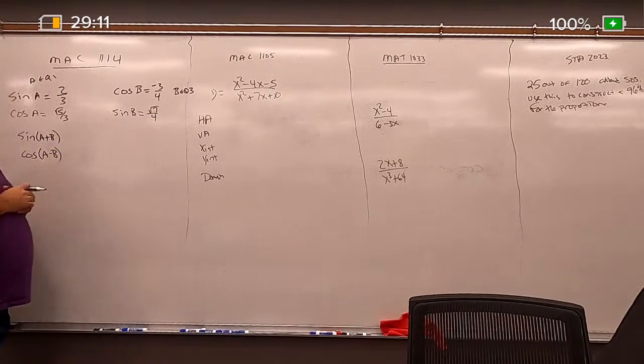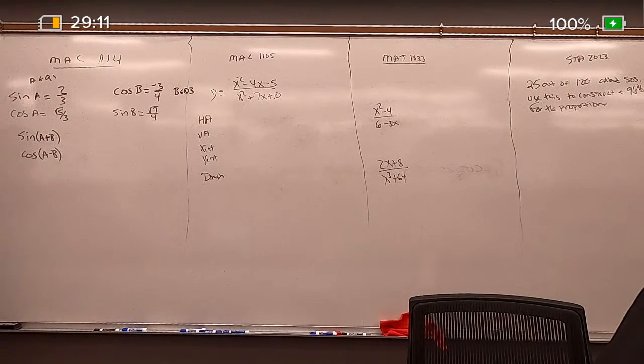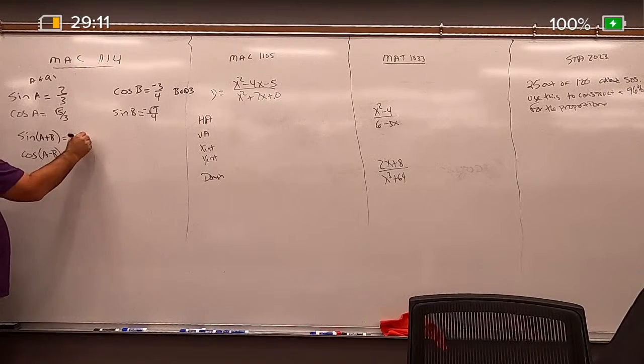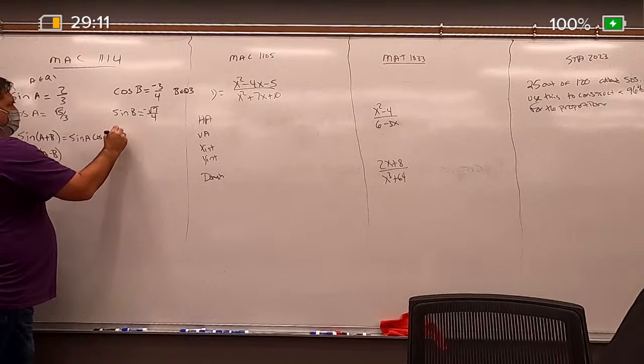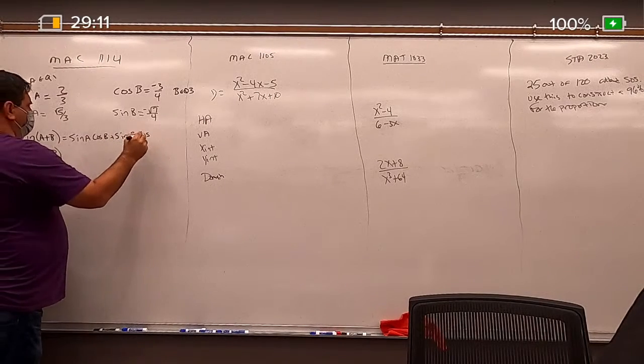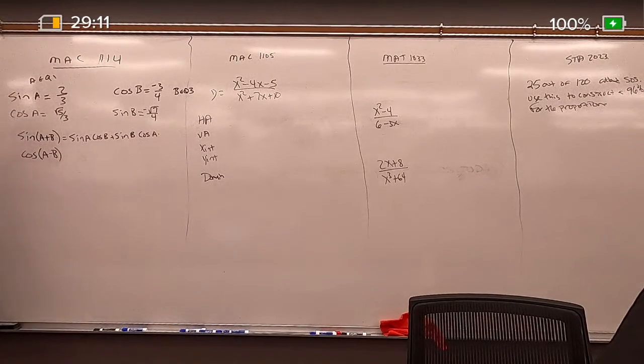Sine B is square root of 7 over 4. Is it going to be positive or negative? Negative. It's going to be negative because it's in quadrant 3. Okay? We good? Now, as we look at sine A plus B, it is sine A cosine B plus sine B cosine A. Yes. All right, that's the formula for it. Okay?